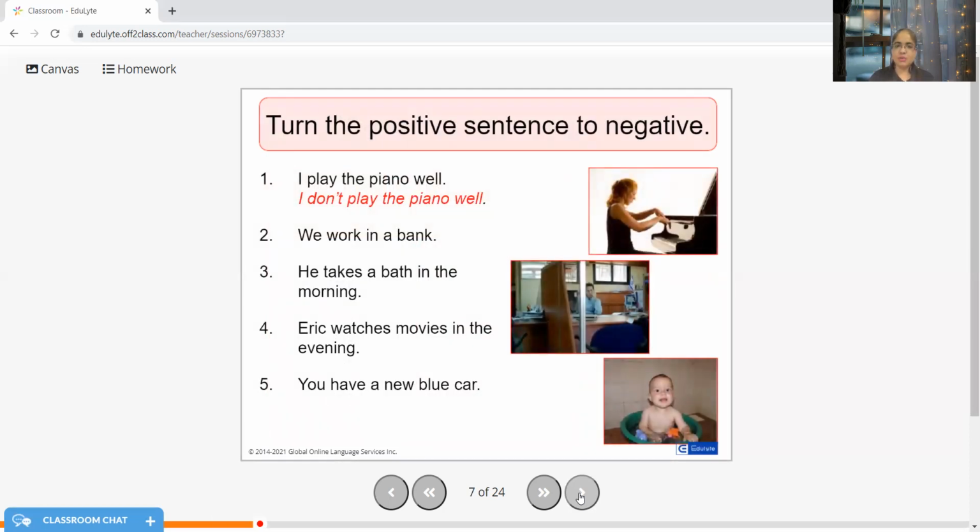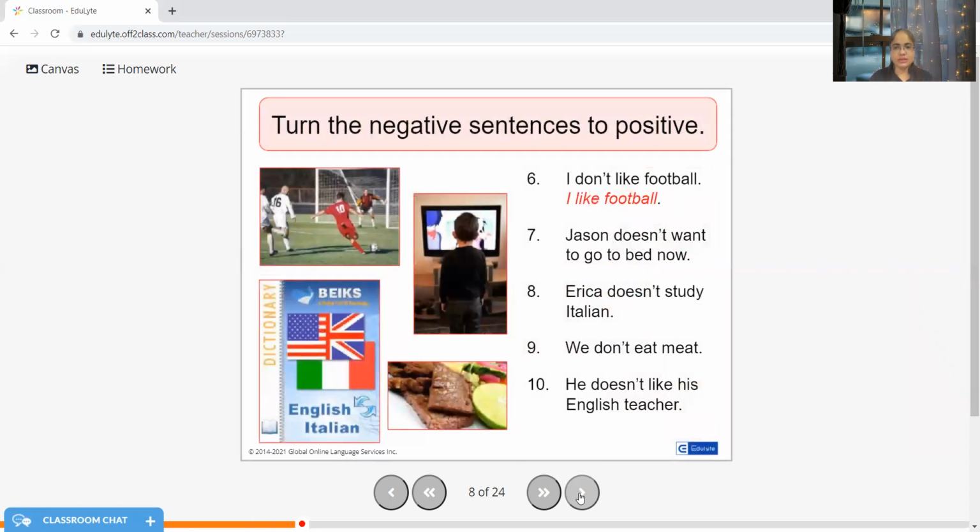Now let's turn the positive sentence into the negative. I don't play the piano. We do not work in a bank. He does not take a bath. Eric does not watch movies. You do not have a blue car. This is how we are changing the positive sentence into the negative.